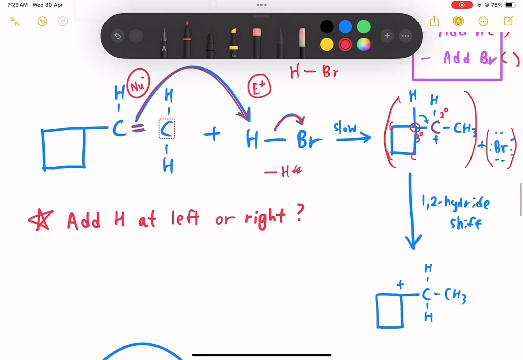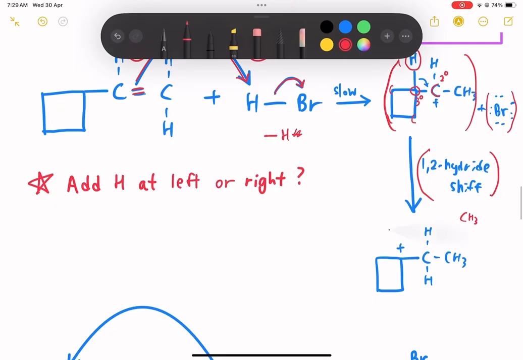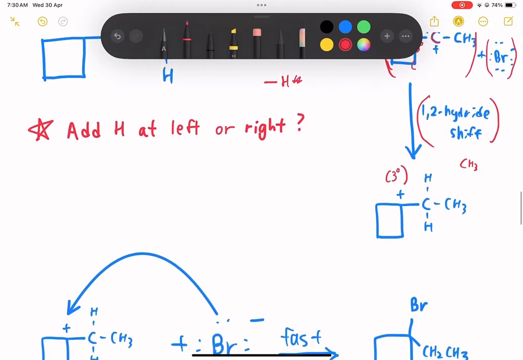So what it will do is that a 1,2 hydride shift will occur, and there will be no 1,2 methyl shift because there is no CH3 available, but there is only hydrogen. So a 1,2 hydride shift will occur to make the carbocation a more stable one, which is a tertiary carbocation.